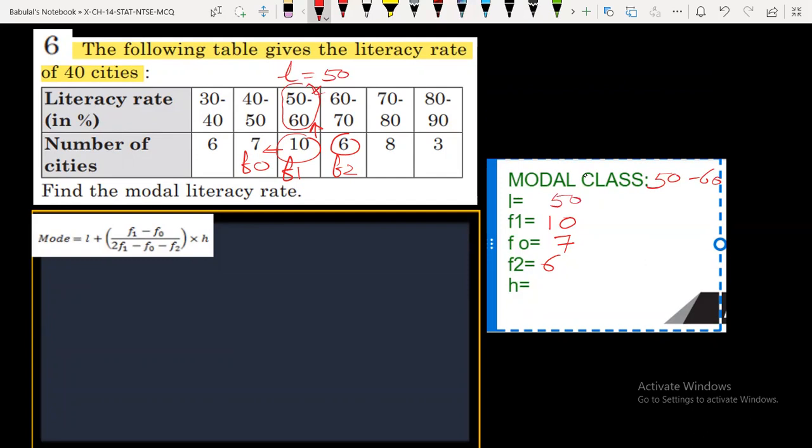What is H? H is the class size. Class size means upper limit minus lower limit. Take any class, 40 minus 30, that is 10.